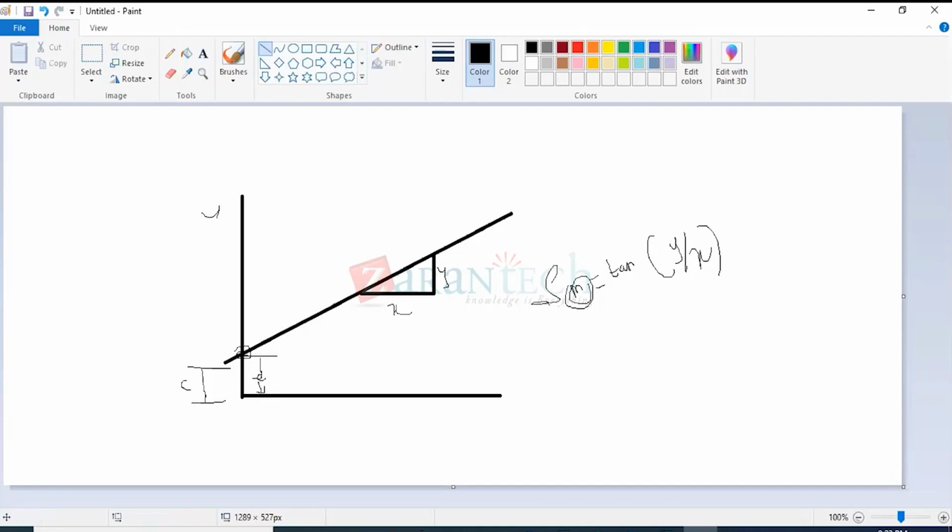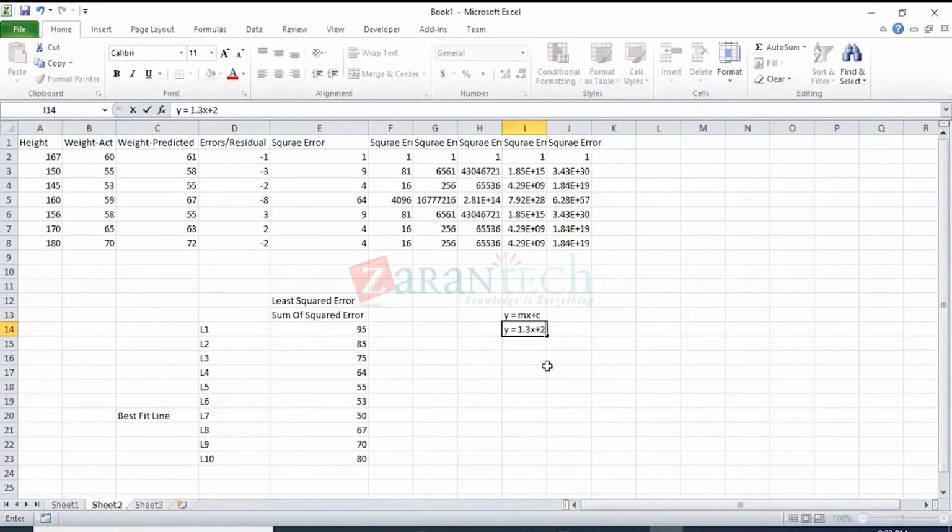Again, let's consider that my intercept for this best fit line is 2. So I have fit the best fit line, so I have the line. This is the equation of that line. My slope, that is m, is 1.3, x plus c, where c is my intercept. Okay, so I have this equation now.